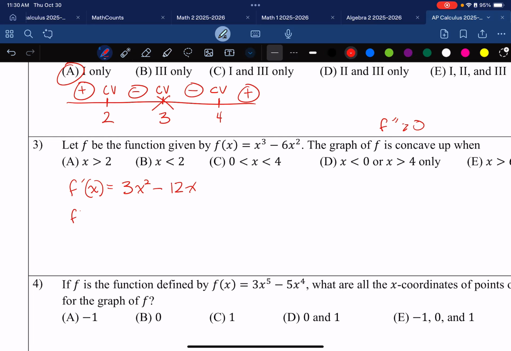Let's take the second derivative, f double prime of x. And that's going to be, again, 2 comes down in front. 2 times a 3 is a 6. And x goes down to a power from 2 down to 1. And then the derivative of a linear function is just a constant. Therefore, this is going to be minus 12.